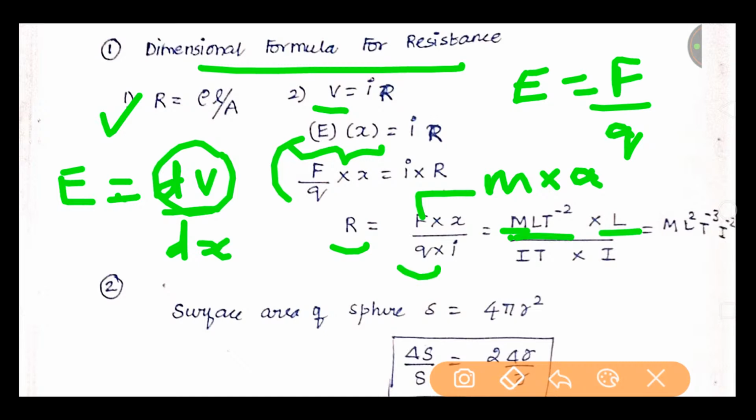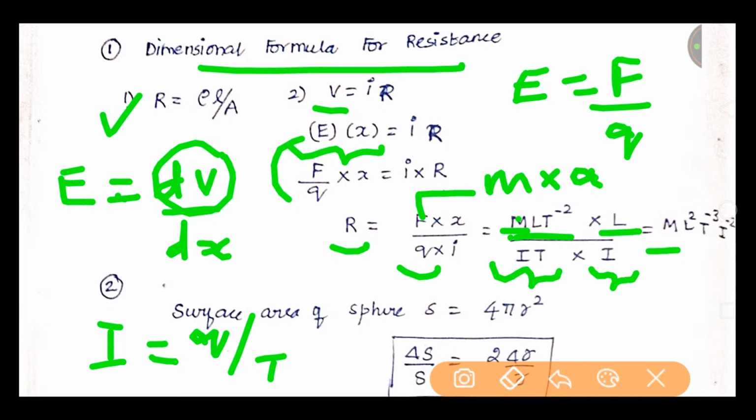I is equal to Q by T, T is time. So Q is equal to I into T. If you substitute, you get M L square T power minus 3 I power minus 2. By this way you can find the dimensional formula for resistance, or any other way you know.